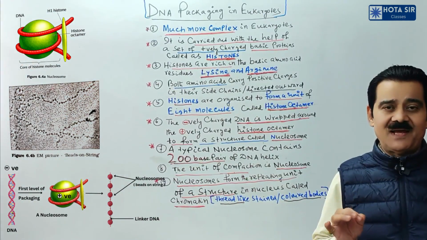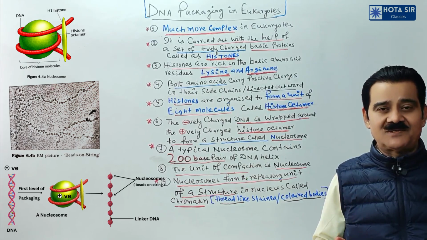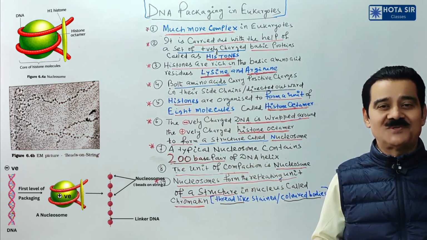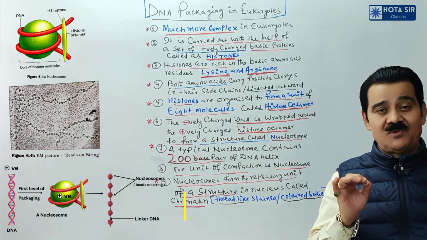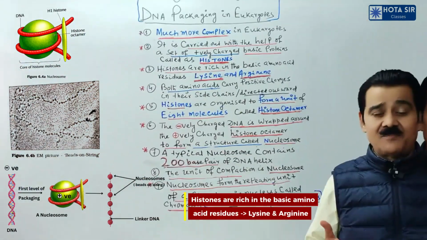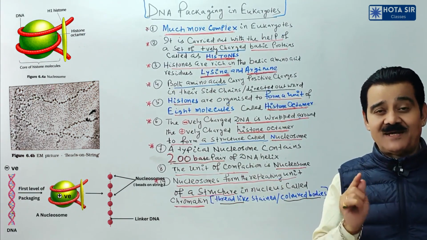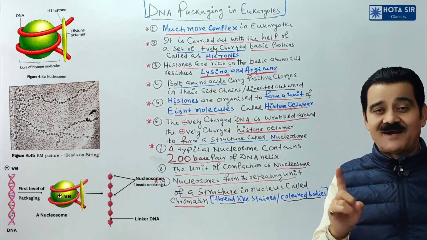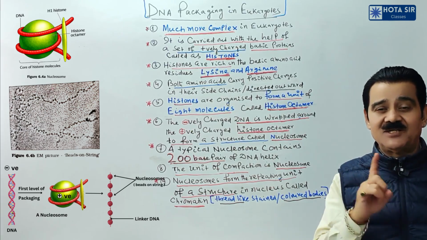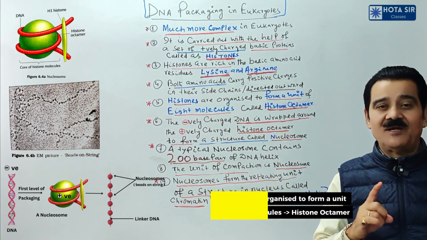The second point is, the process of packaging of the DNA helix is brought about by a set of positively charged basic proteins called histones. Remember the word histone, very important, my dear children. Third point is, histones are rich in amino acids. The negatively charged DNA is wrapped around the positively charged histone octamer to form a structure called nucleosome.